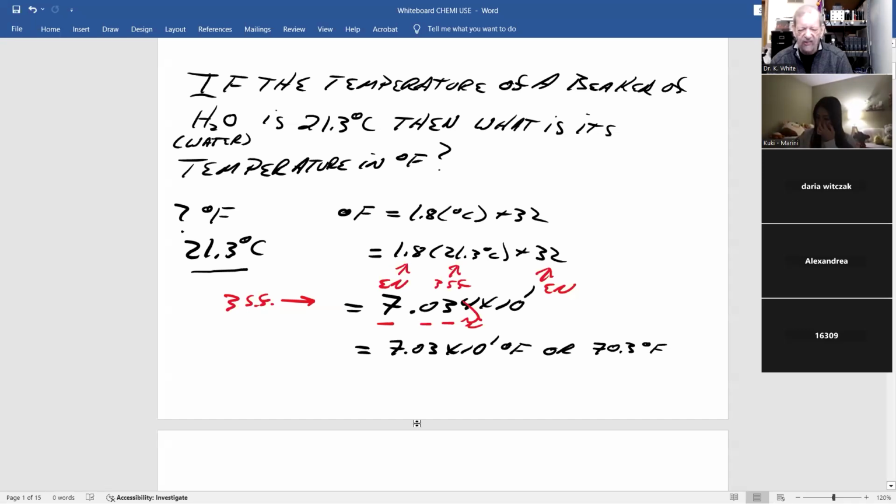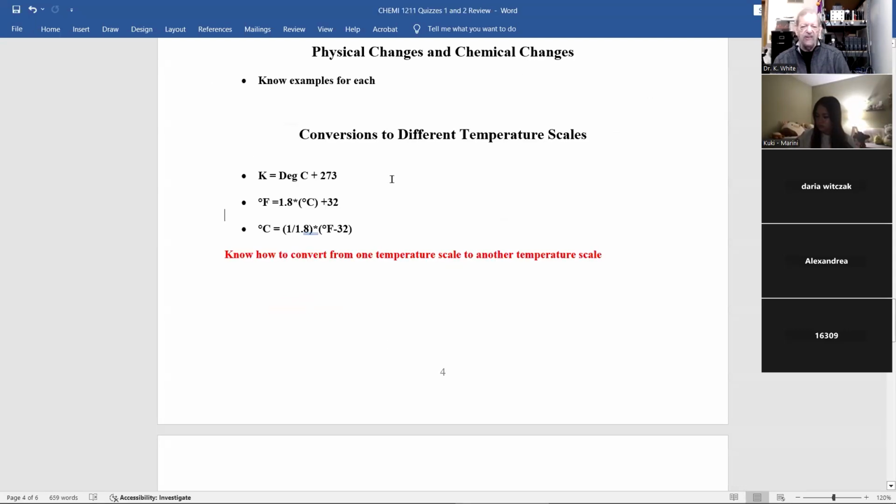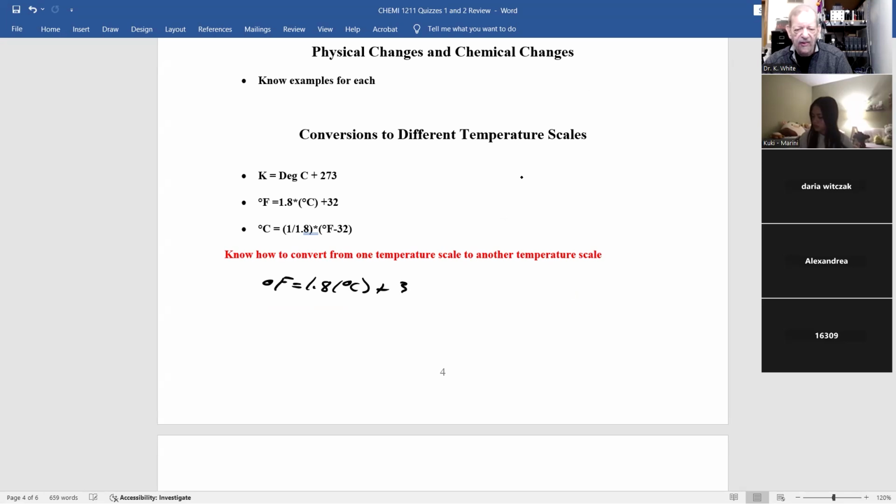And this is stuff you should know how to do, and you have to memorize these formulas. The best way to memorize it, and I'll give you an example, is to write it down 5 times and say it. Degrees F equals 1.8 times degrees C plus 32. Say it again, degrees F equals 1.8 times degrees C plus 32. And you do it 3 more times. Another day you do the same thing. It will be in your brain.